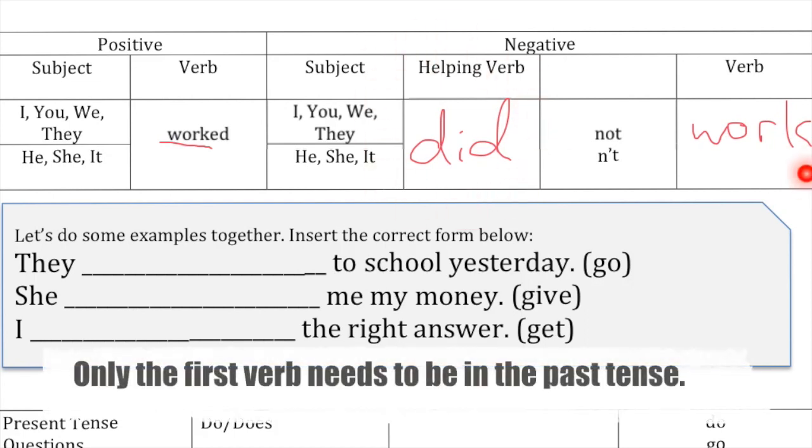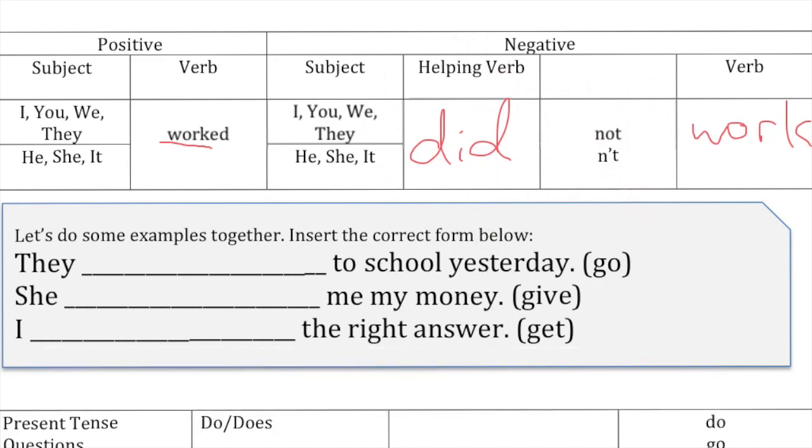No ed, none of that stuff, because this right here tells you you're in the past tense. So you don't need to have ed. This tells you it's past tense. And this tells you it's no. So I didn't work, or you did not work. You can do whatever you want.